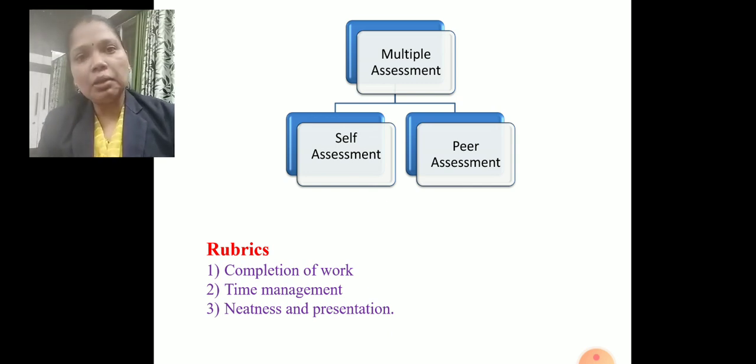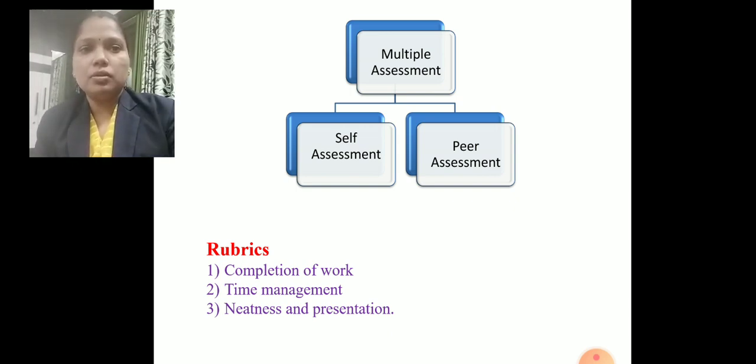Then time management, whether you have followed the time or not. Meaning whenever the teacher is asking you to submit a particular project in a particular time, on a particular day, if you are submitting at that time, then you will definitely get the full marks, right? But the requirement is to submit it in proper time. Then neatness and presentation. Whatever work you are going to do, that should be neat and it should be presentable, right? Presentable.